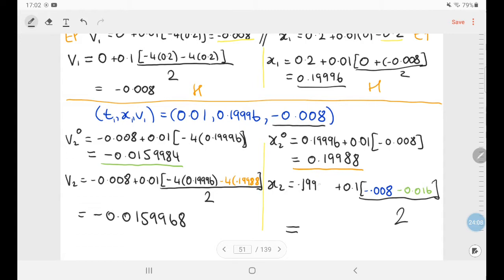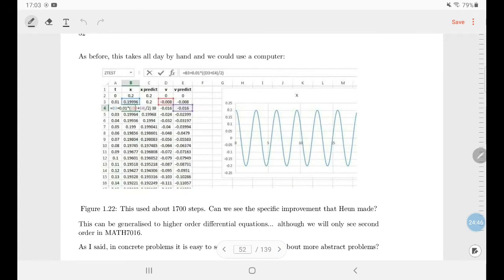Very tedious, isn't it? And I hope I'm not making a mistake. Can't stop making mistakes. That should be 0.01 over 2, then the two slopes, minus 0.008 minus the green thing, 0.015998, and I get 0.19984, then kind of doing the dog on it. Usually in the exam I just ask for 5 significant figures or something. Now hopefully we see these numbers on the next page. We're not going to keep doing this all day.